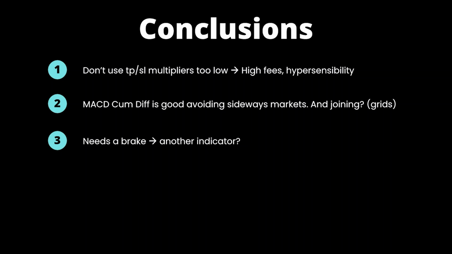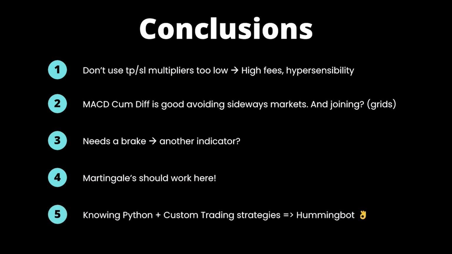Another is that it probably needs another complementary indicator to perform well, especially when acting as a break. Then, at the state of the art of this indicator, Martingale's system will be profitable with a controlled risk. And finally, if you are trying to build a directional custom strategy and you know Python, Hummingbot is your best option. If anyone has any idea, I'm all ears.